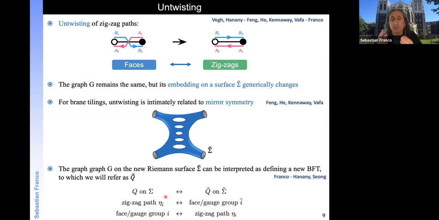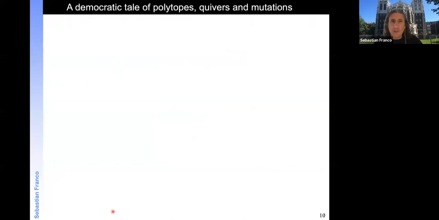The two sides are totally symmetric, so there's no initial side and untwisted side. If you call the original side this one, well, by untwisting you obtain this one, but then you untwist and you go back, so it's absolutely symmetric. Questions? Okay, very good.